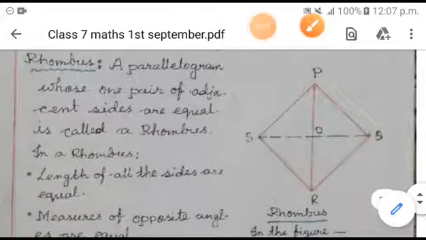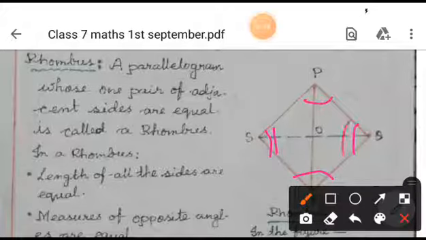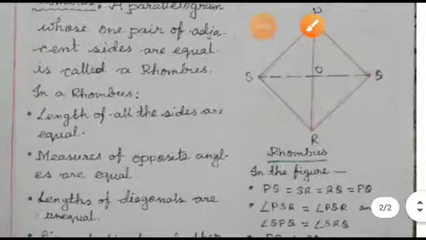So what do we mean by the opposite angles over here? Angle P is opposite to angle R and angle S is opposite to angle Q. So here in the rhombus PQRS we have marked the opposite angles. Angle P is opposite to angle R and angle S is opposite to angle Q. So the measures of opposite angles are equal.